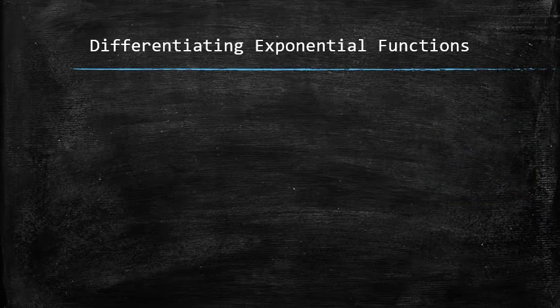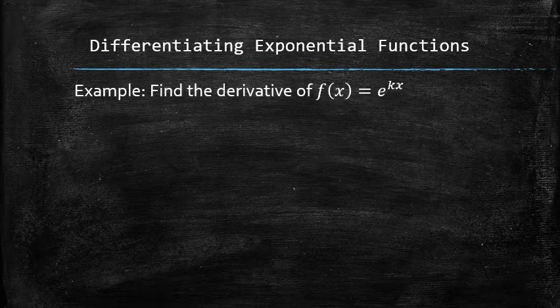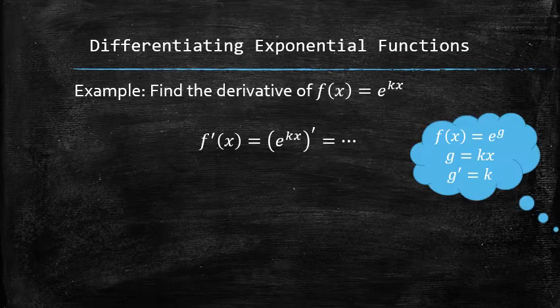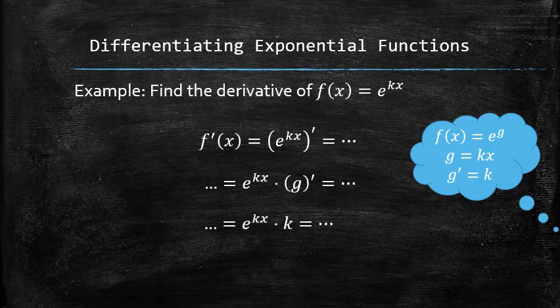Let's find the derivative of the following function. We again start the process by recognizing that we have to find the derivative of a composition of the natural exponential function applied to the linear function kx. So we apply the chain rule, for which we know how to find all the components. We get the final answer after plugging everything in and simplifying.